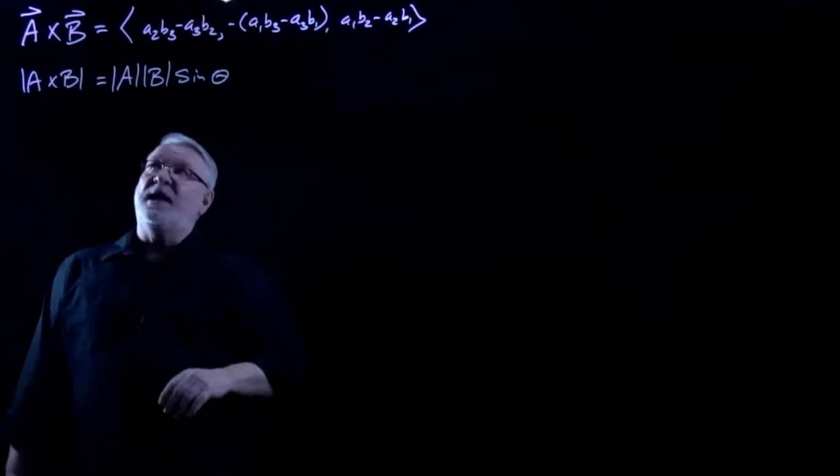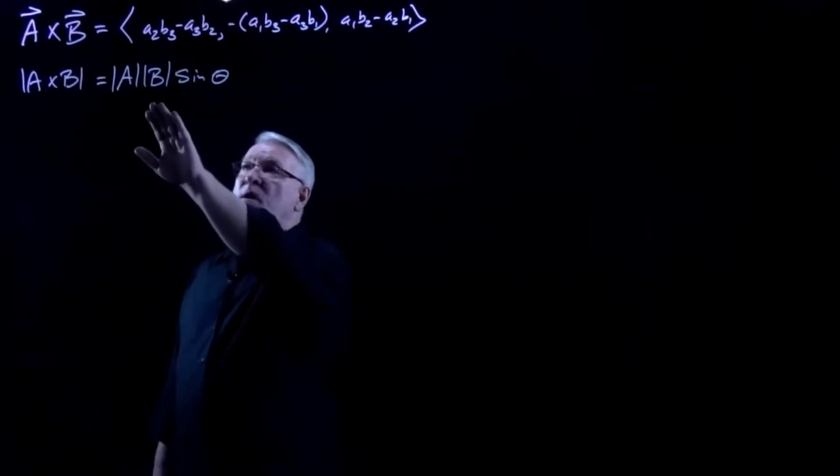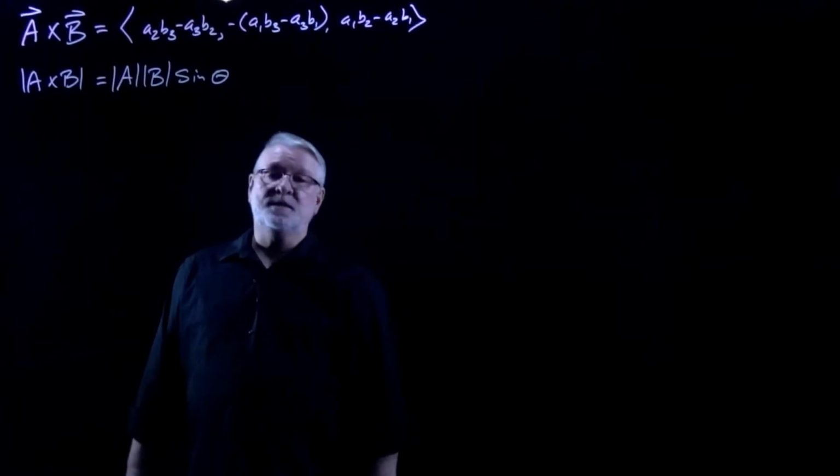Okay, here I have it laid out. We've got the definition of the cross product as well as what we're targeting. We want to try and prove that the magnitude of the cross product is indeed the magnitude of A times the magnitude of B times the sine of the angle between them.